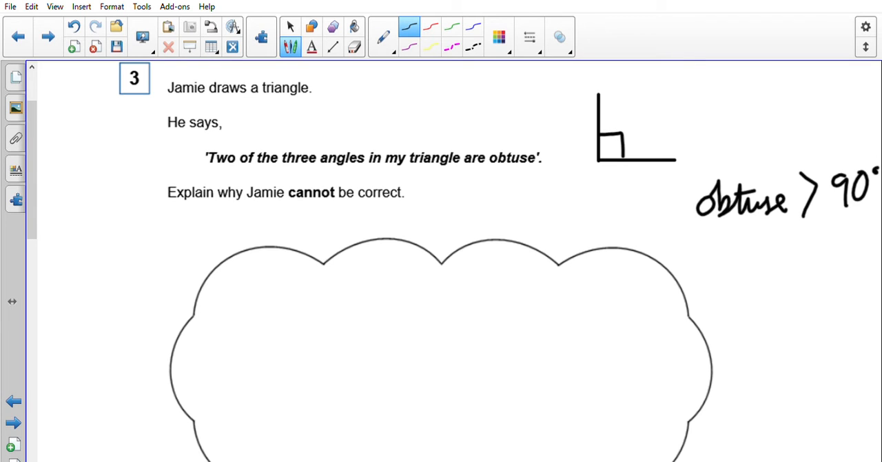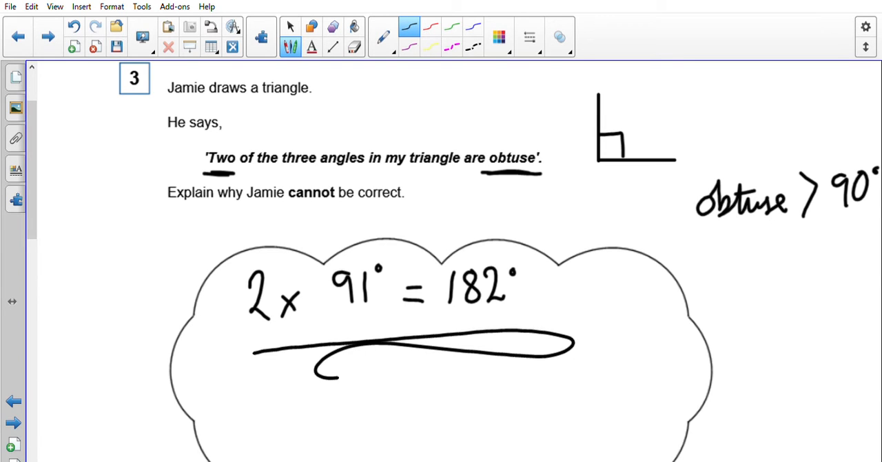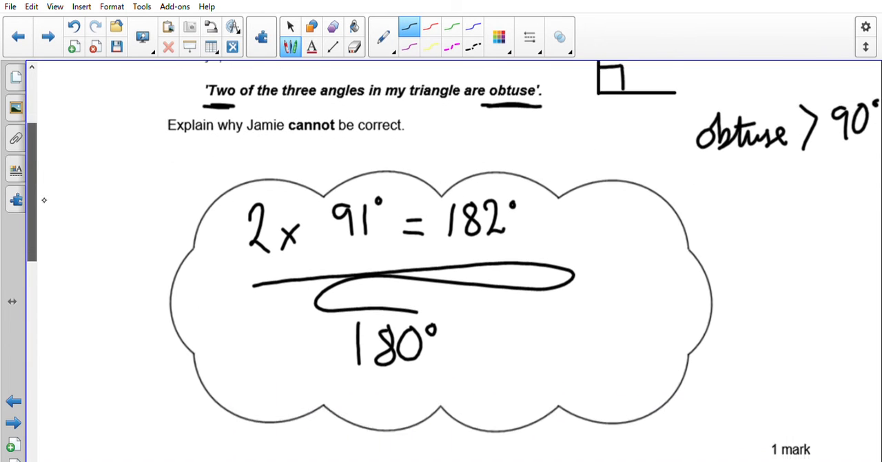Okay, so if he's got 2 angles that are obtuse, that means he's got 2 angles that are more than 90. Then 2 times more than 90, let's say for example they were 91, even if they were tiny obtuse angles, they're still going to give me 182 degrees without factoring in my 3rd angle, which means that they cannot be right because in a triangle I can only have 180 degrees as my internal angles. That's why he's wrong.